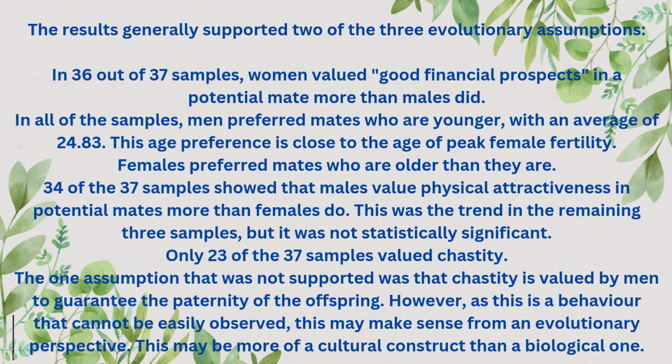34 of the 37 samples showed that males value physical attractiveness in potential mates more than females do. This was the trend in the remaining 3 samples, but it was not statistically significant. Only 23 out of 37 samples valued chastity. The one assumption that was not supported was that chastity is valued by men to guarantee the paternity of the offspring. However, as this is a behavior that cannot be easily observed, this may make sense from an evolutionary perspective. This may be more of a cultural construct than a biological one.